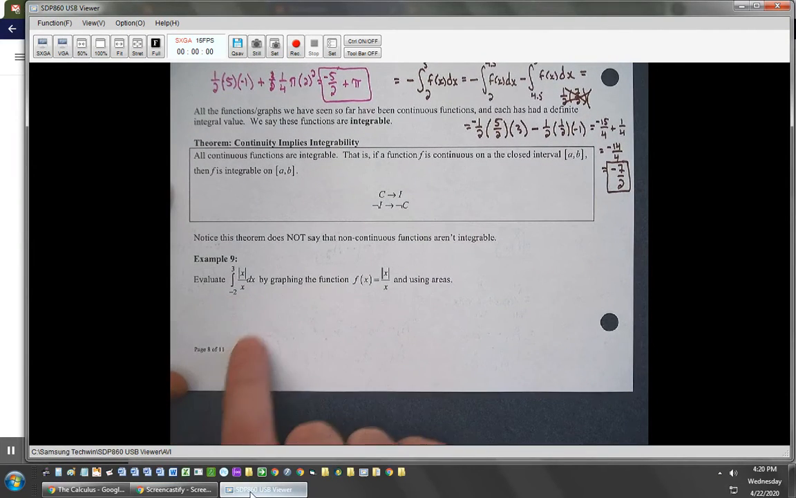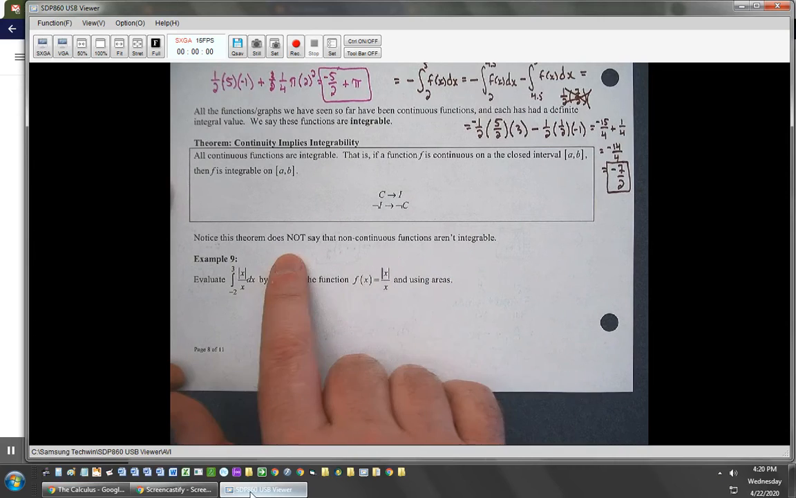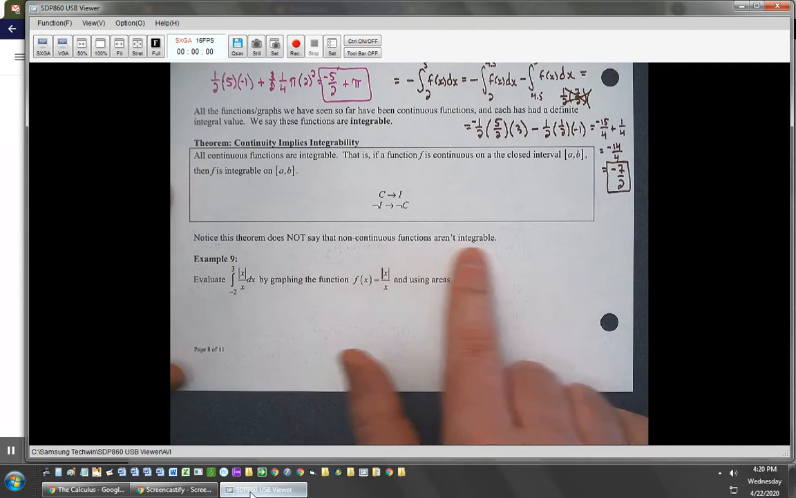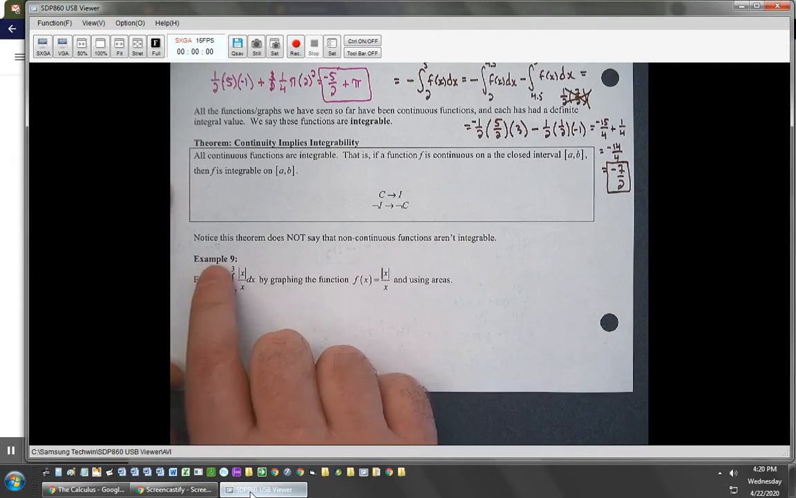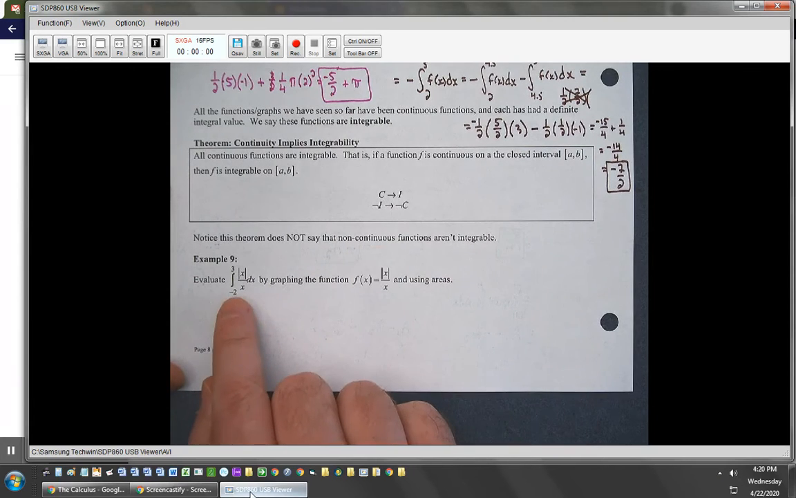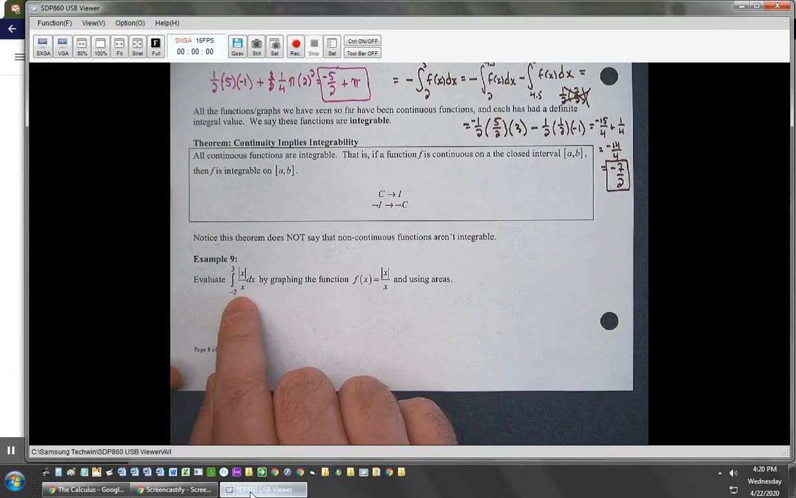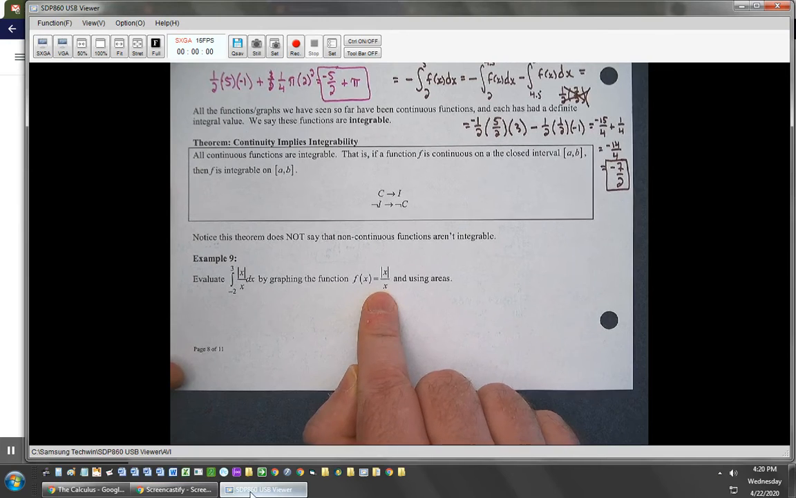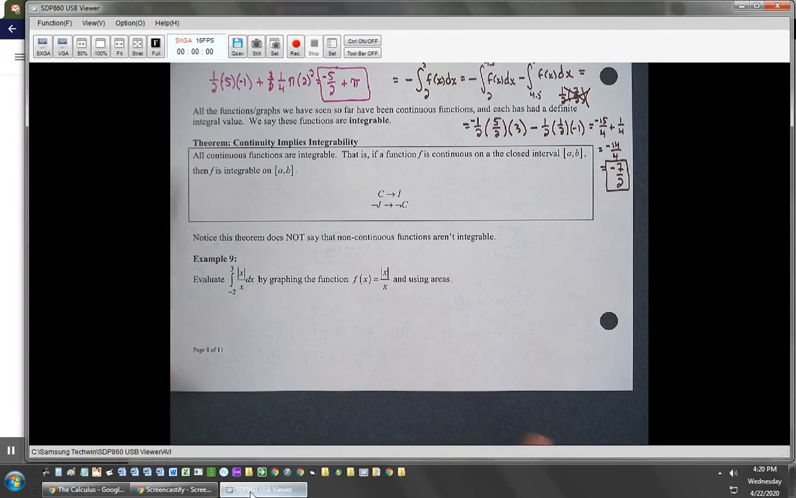So I want to take a look at, it says non-continuous functions aren't, it doesn't say, oh yeah, okay, I see what he's saying here. It doesn't mean that just because you're not continuous, you're not integrable. So let's try to make a sketch of this function. Try to sketch the absolute value of x over x. I'm going to encourage you to pause, see how you do.